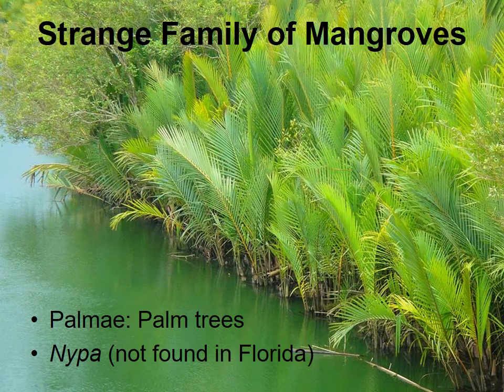Okay, so in other parts of the world, there are some strange groups of trees that have become mangroves. And so one of these strange mangrove groups is the palm genus Nypa. So this palm actually lives in estuarine waters, so it's a mangrove.